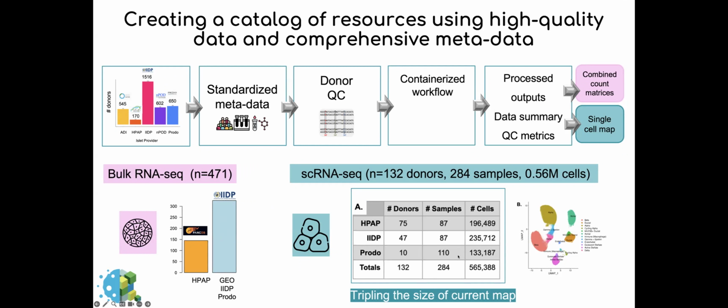And this is fantastic because what we've been able to do is build on the work of our colleagues in HPAP who've done a fantastic job working with 75 donors across 87 samples and giving us just shy of 200,000 cells. But by bringing in data from our community that's been published and released in GEO, we've been able to bring in data from IIDP and Proto that gives us just over 500,000 cells now. So you can see a really fantastic resolution single cell map of the human pancreas.